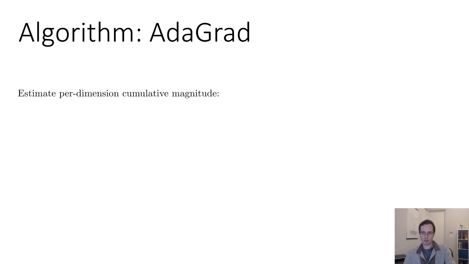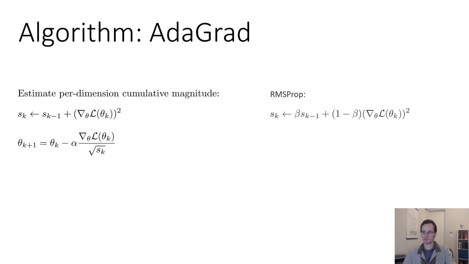So in AdaGrad, we also estimate per dimension magnitudes, but we estimate them cumulatively. So we just set sk to be sk minus 1 plus the square of each entry in the gradient. So we essentially just got rid of that beta stuff. And then just like with RMSProp, when we update theta, we just divide each entry in the gradient by the square root of sk. So here's RMSProp by comparison. In RMSProp, we kept a running average. In AdaGrad, we just sum those squared values together.